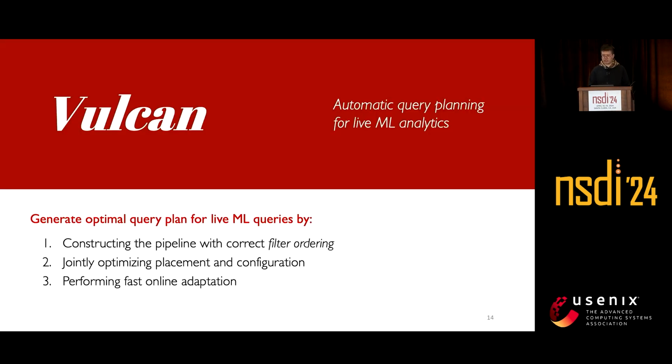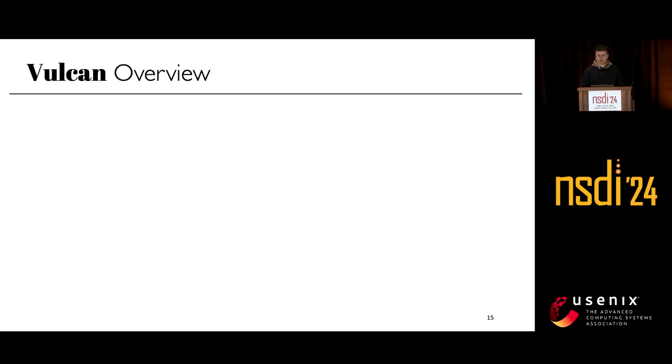To achieve our design goals and overcome these challenges, we built Vulcan. Vulcan generates optimal query plan for live ML queries by constructing the pipeline with the correct filter ordering and jointly optimizing placement and configuration. After query deployment, it also performs fast online adaptation to handle runtime dynamics. Let me start with a system overview of Vulcan before diving into its design details.